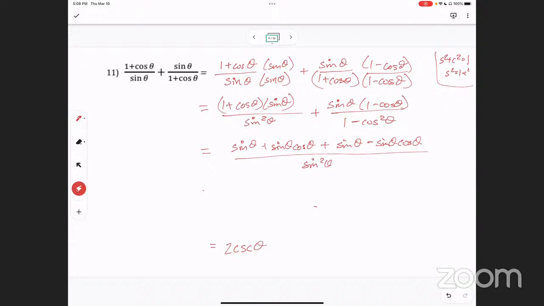So now these cancel out right here. Those two cancel out. So I just get 2 sine thetas on the top and 1 sine squared theta on the bottom. And now I can cancel a sine out on the top and the bottom. So I'm left with 2 times 1 over sine, or 2 over sine, which equals 2 cosecant theta.